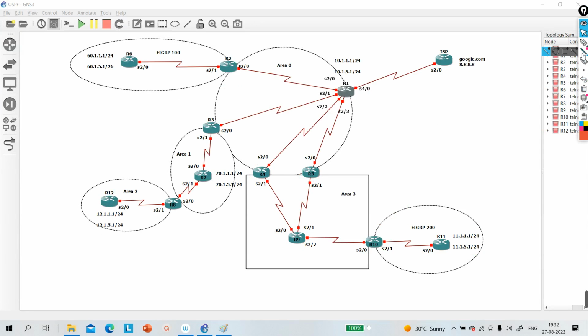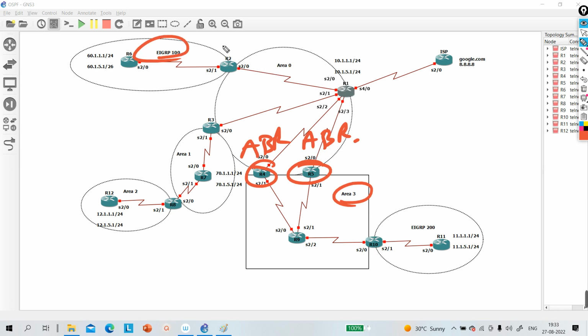Here, as you know, by default, in this topology you can see I am running OSPF area 0. This is my OSPF area 0. This is EIGRP 100. This is EIGRP 200. So router 4 and router 5 are members of area 0 and area 3. So these two routers will become ABR, right? And router number 2 is part of the EIGRP domain and also the OSPF domain. So this router will become ASBR, and in the same way router 10 will also become ASBR.